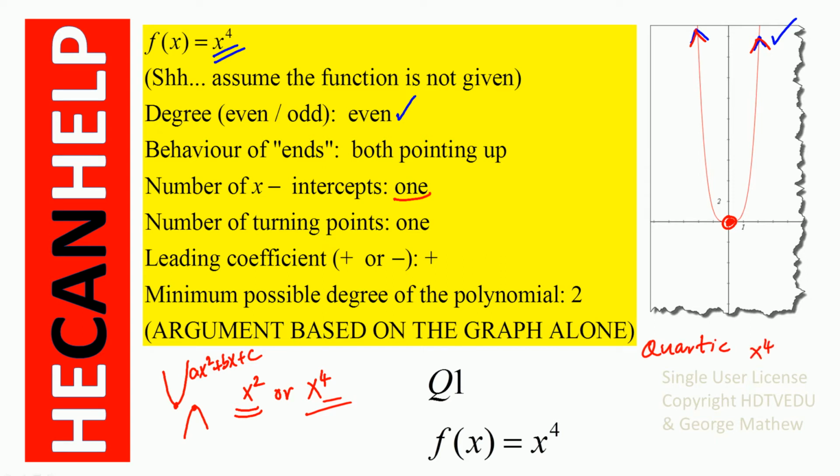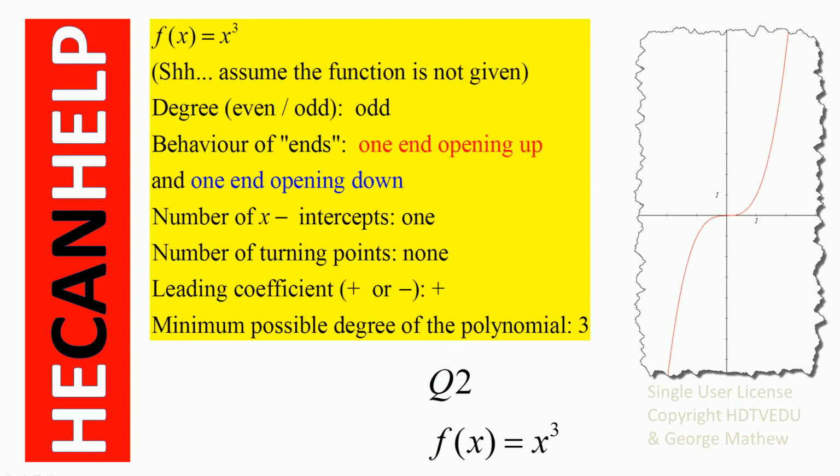What is the minimum possible degree of the polynomial? And that is 2. Why? We only see one turning point for the graph that is given to us. If there's only one turning point, the degree could be 2, degree could be 4. Question number 2, what if the function is x to the power of 3?